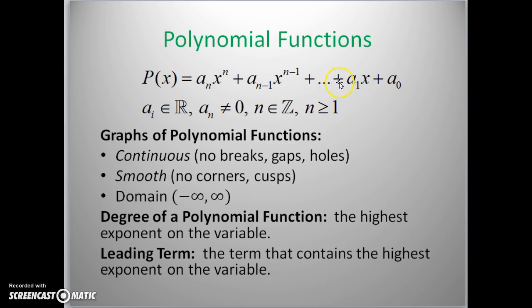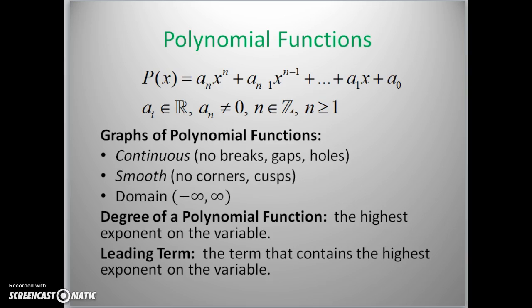And this will continue to go down. If we have our terms in order, we'll eventually get to the x to the first term and to the constant term. Of course, any of these terms can be deleted, so all of these a values are just real numbers. The only exception is that the first value here can't be 0. The n's are all integers that are greater than or equal to 1.